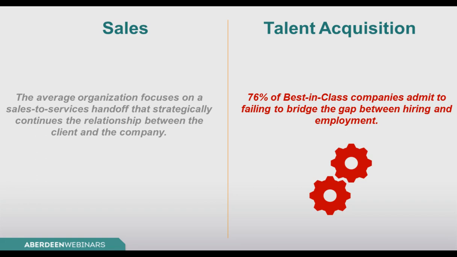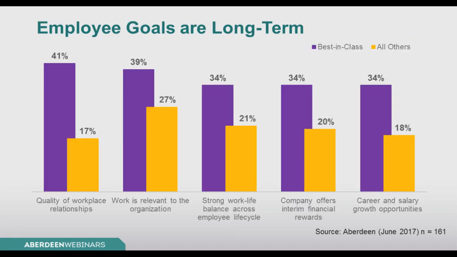76% of best-in-class companies, which make up the top 20% of performers in Aberdeen's research methodology per the KPIs we ask about, fail to make the same bridge in the hiring technique, risking engagement drops because the employee has to chart his or her own success with respect to making the vision they were sold their reality.